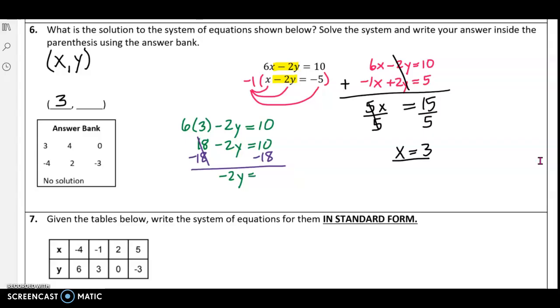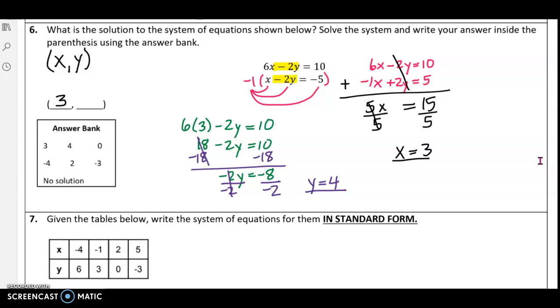10 minus 18 is -8. And lastly, we divide both sides by -2. So y is now alone. -8 divided by -2 is +4. So now we have our y value.